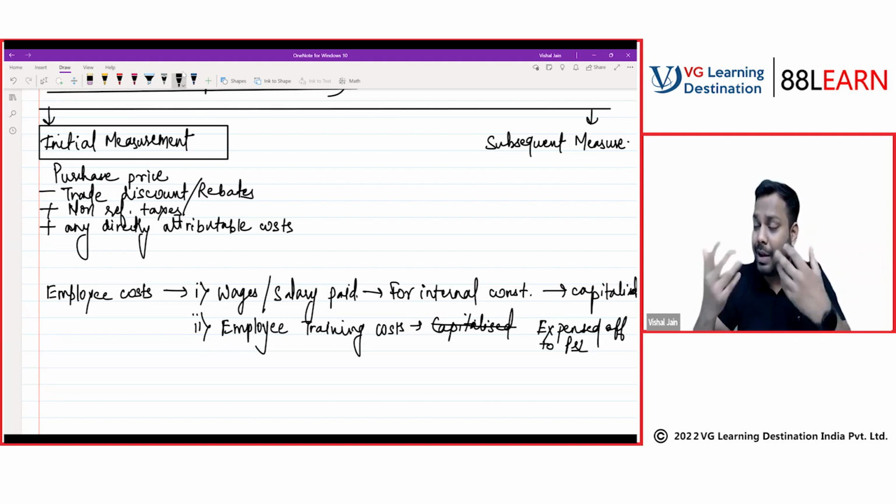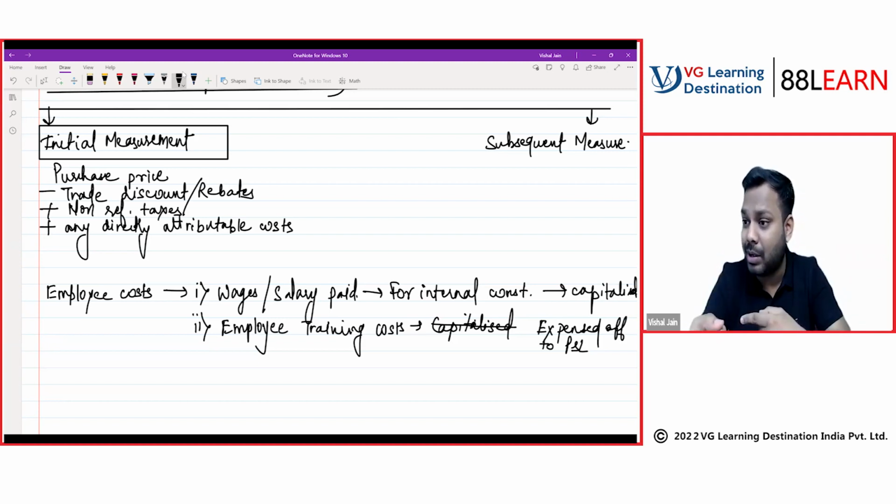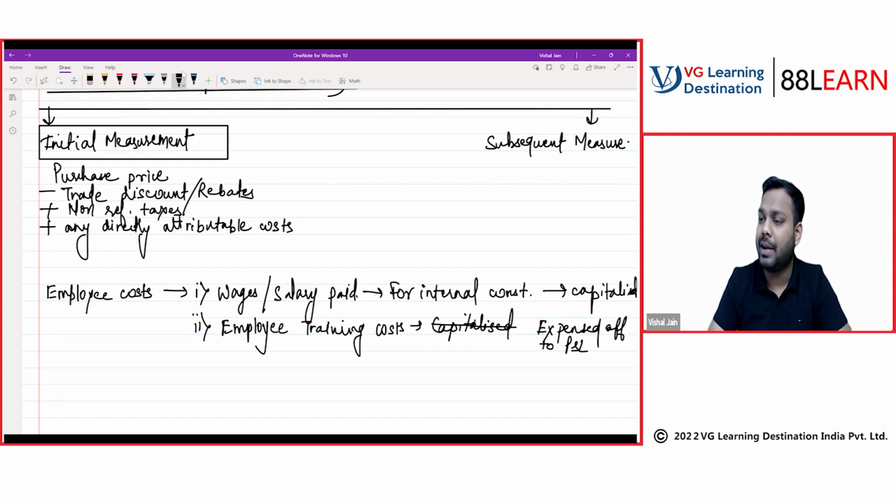Means you have already got the benefits, and then you are paying the amount. Understood, Nandini? And Khushi? Is it clear, Khushi? You have already got the benefits, right? So after that, you are paying the amount. So that's the reason why we are capitalizing it.